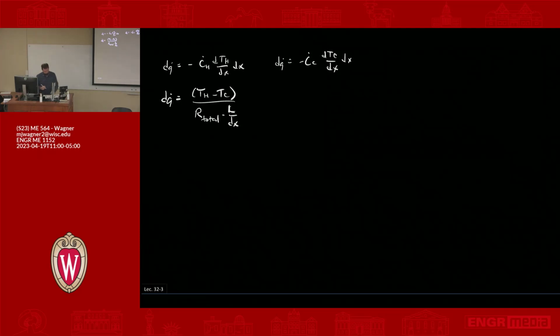OK, so that's another way of saying dq dot is equal to Th minus Tc over that resistance. Remember, 1 over R total was our conductance, UA. So we can just make that substitution. Let's call that UA times dx over L. So this is an independent equation from the ones on the top. Now we have 3 equations, right? 1, 2, 3.